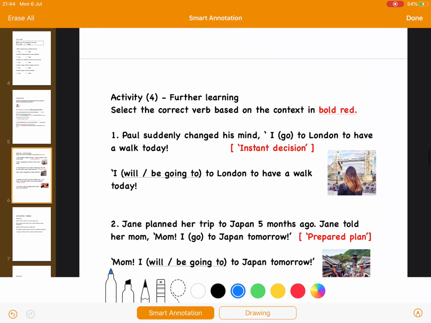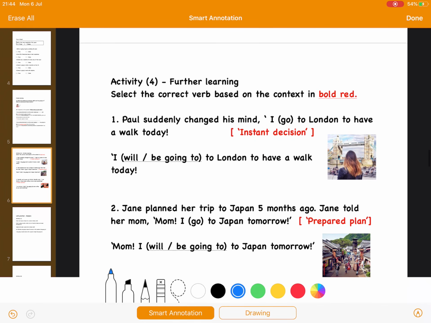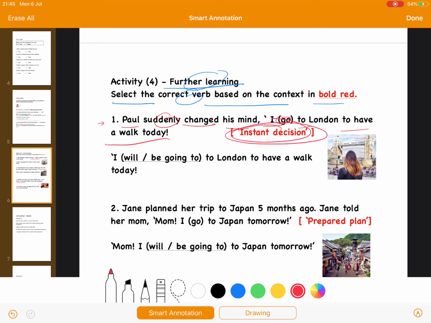Now let's move on to the activity. Activity 4, further learning. Select the correct verb based on the context in bold red. Let's read question number 1. Paul suddenly changed his mind. I go to London to have a walk today. The hint in this context says it's an instant decision. What does that mean?